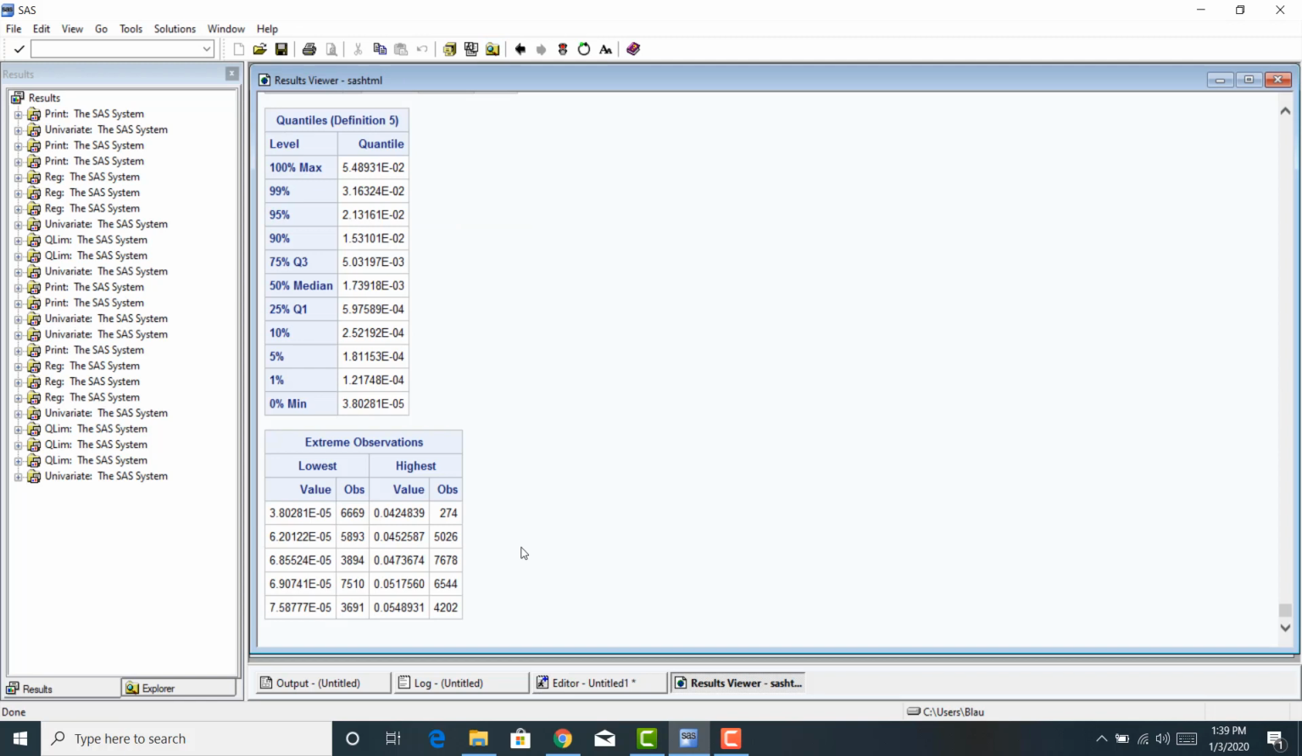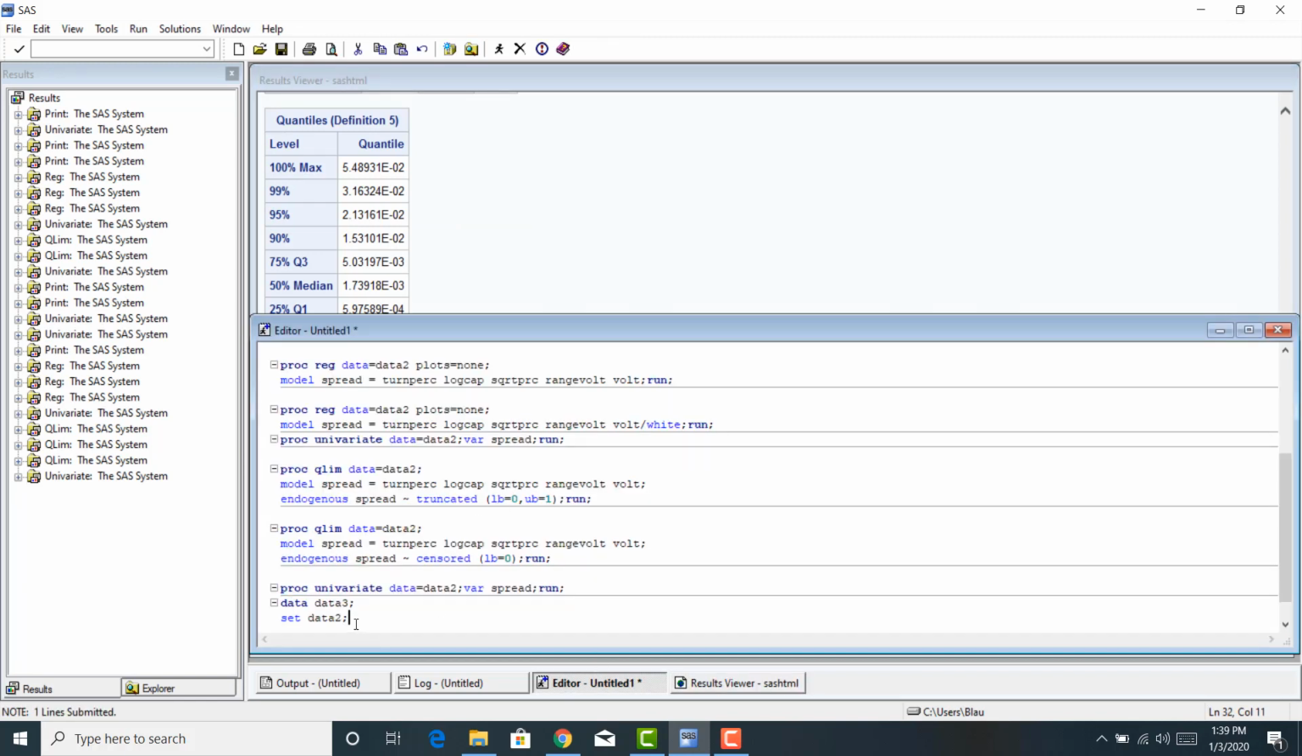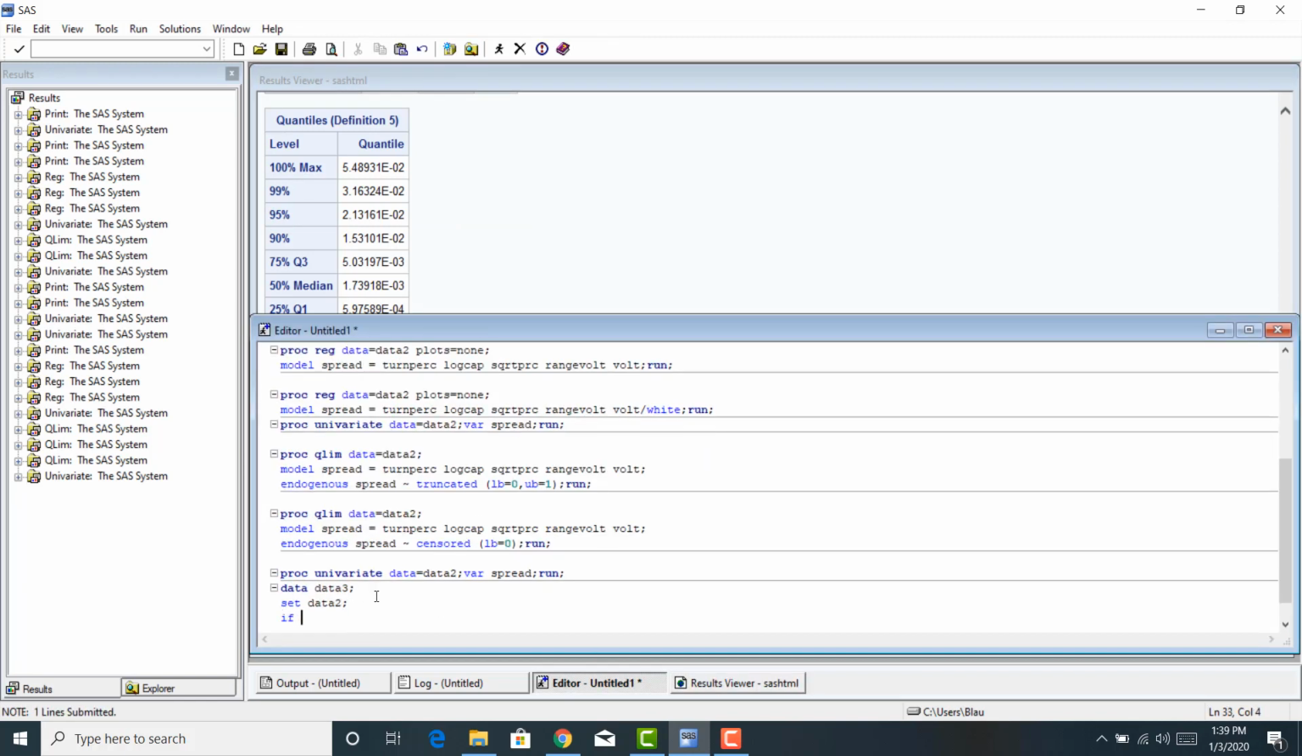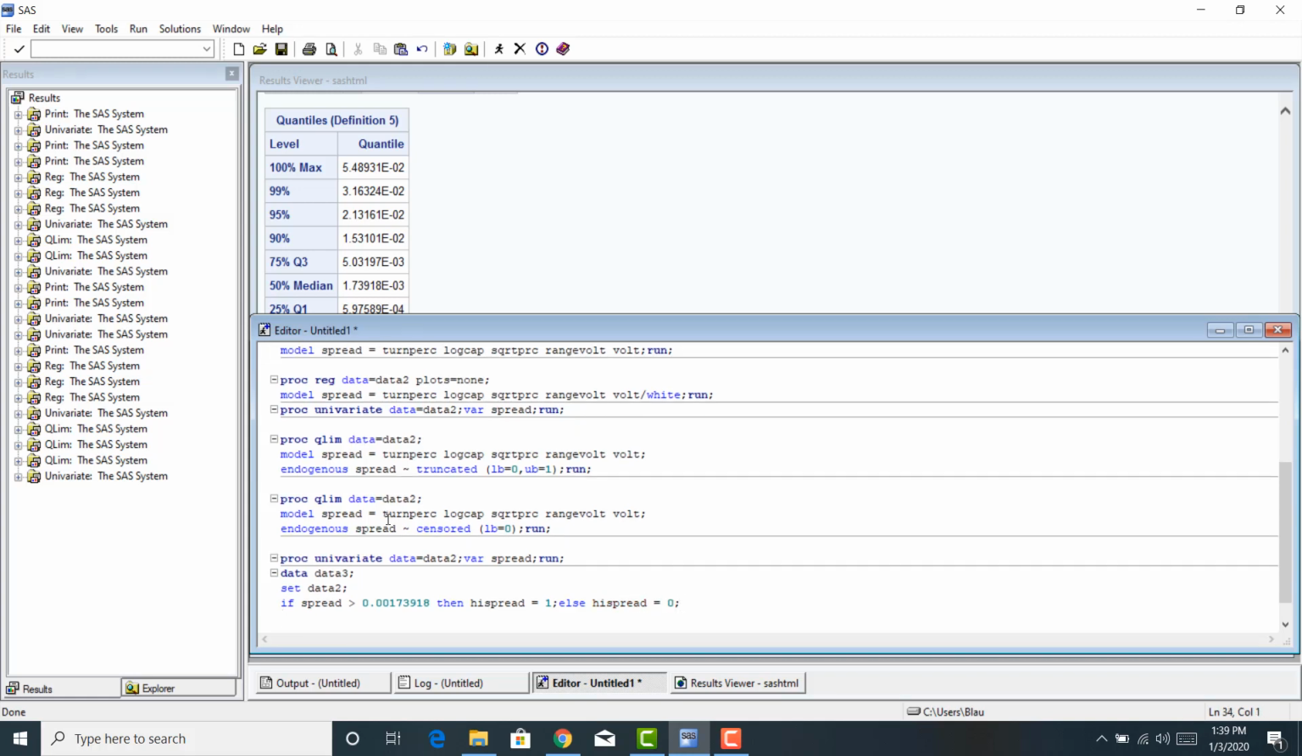And let's look at that median right there. So we have a median bid-ask spread that is equal to 0.001739. So I'm going to create a dummy variable, and I'm going to say if spread is greater than 0.00173918, then high spread equals 1, else high spread equals 0. So I created a dummy variable.